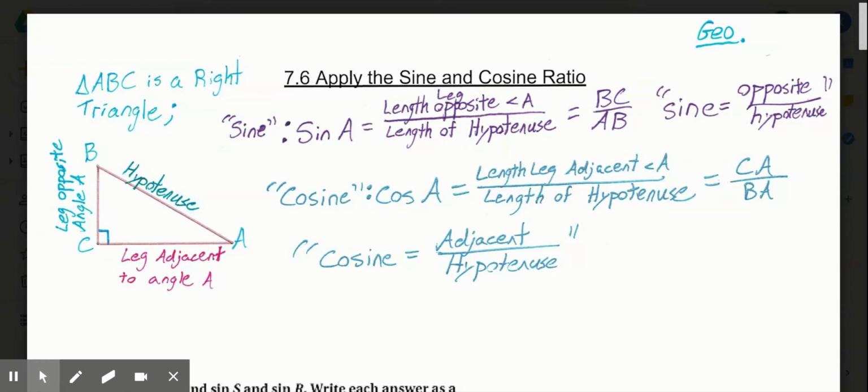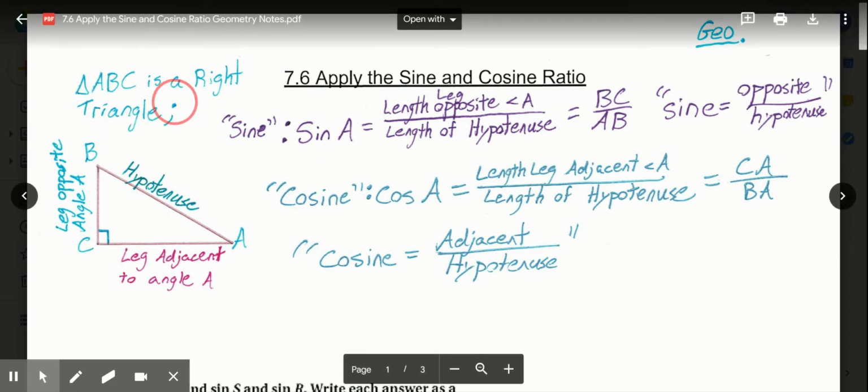Welcome to lesson 7.6, apply the sine and cosine ratio. So in 7.5, we looked at the tangent ratio, which dealt with the ratio of the leg opposite over the leg adjacent. Now today, we are looking at the two other commonly used ratios related to right triangles. So again, we need to establish that we are dealing with a right triangle.